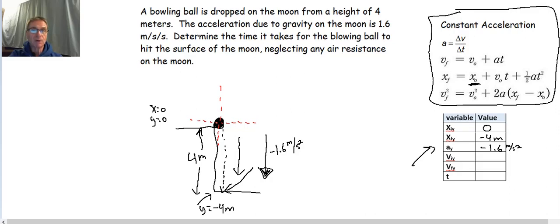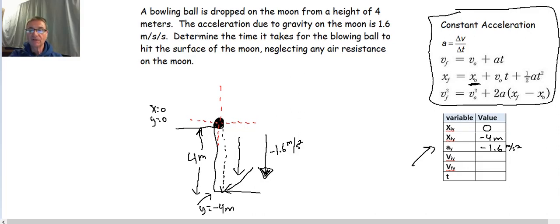All right, so I drop a bowling ball from 4 meters. The acceleration due to gravity is 1.6 meters per second squared. Determine the time it takes for the bowling ball to hit the surface of the moon, neglecting any air resistance on the moon. Not that there's a whole lot of air on the moon, but there's a little bit. All right, we're going to neglect that.